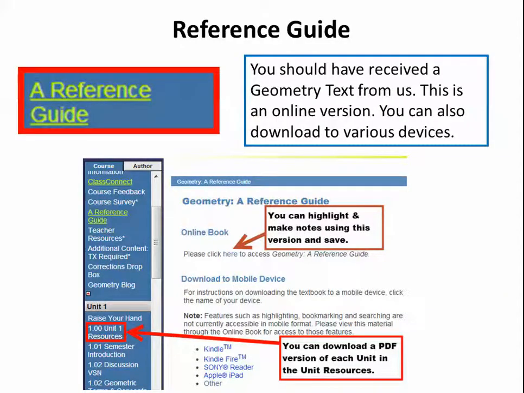Another tab on the bar is a reference guide. This is a PDF copy of the geometry text that has been mailed to you in your K-12 supplies. This may be downloaded onto your computer or another mobile device, and it's convenient because you can make notes and highlight the text. The reference guide may also be downloaded by unit by clicking on the Unit Resources tab under the Unit tab for each unit.